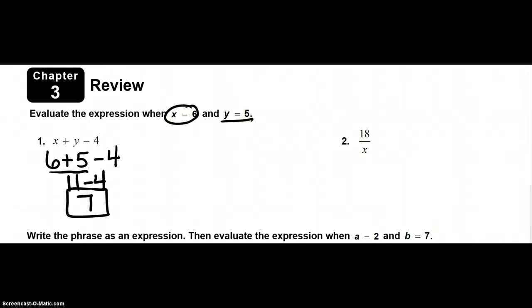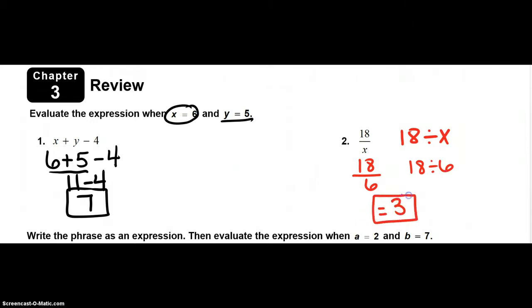Number 2 says 18 over x. This is the same as 18 divided by x. Both mean the same thing there. Here we only have x, and x is 6. So we're going to plug in 18 over 6, or 18 divided by 6, whichever way you guys are going through it. 18 over 6 or 18 divided by 6 is 3. So our final answer here should be 3.